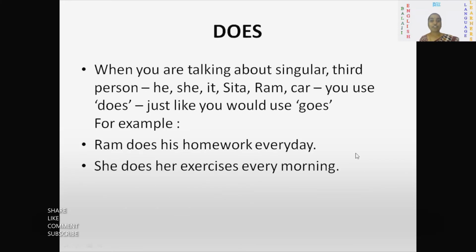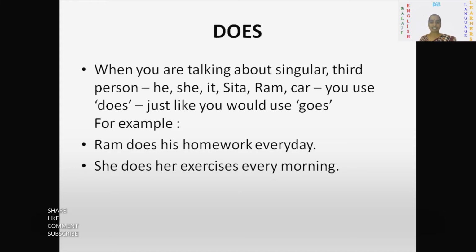Next, when we go on with does, when do we use does? In a clear sense, when you are talking about singular persons or third person. Remember, either for singular persons or for the third person, like for example he, she, it, Sita, Ram, car, you use does. Just like you use goes. Go, goes, went, gone, going. Like that only we use does.